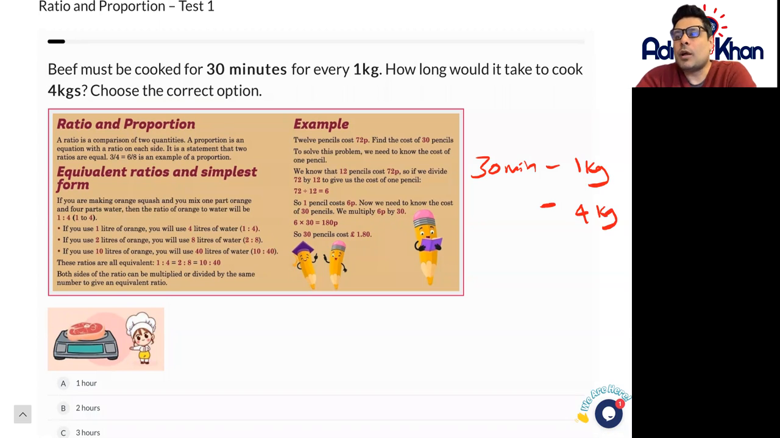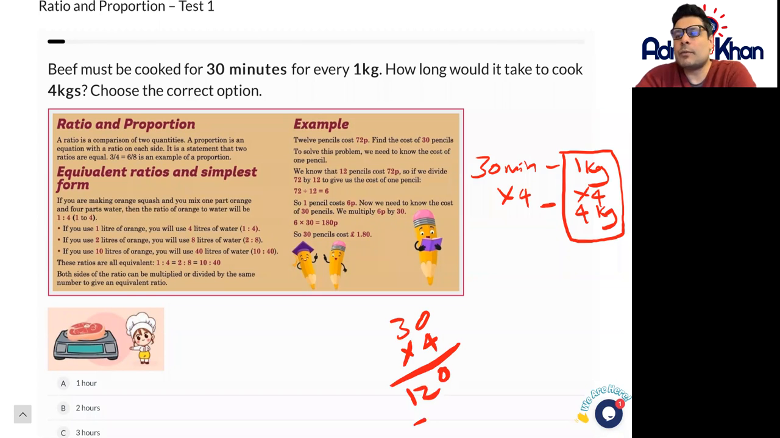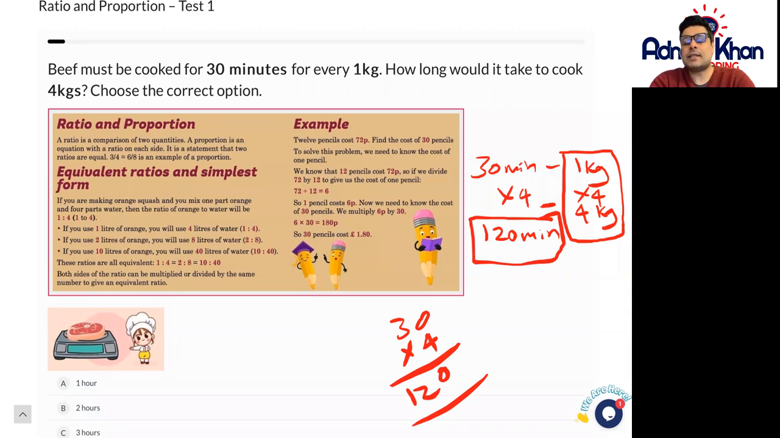Now, to get from 1 kilogram to 4 kilograms, we're just multiplying by 4. So we'll do exactly the same thing. We multiply 30 minutes by 4. Let's just work this out. 4 times 0 is 0, 4 times 3 is 12. So 120 minutes altogether. Now, how many minutes are there in an hour? 60 minutes. So how many 60-minute portions will there be in 120 minutes? It will be 2 hours altogether. That will be our answer.